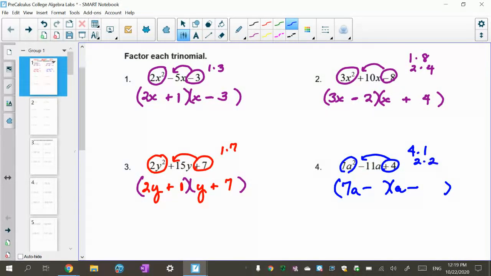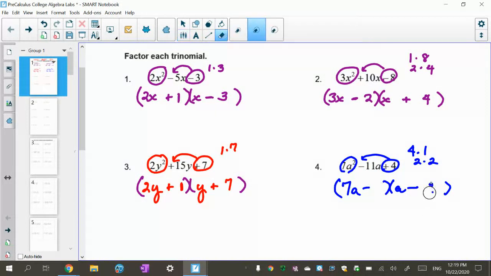So you have to kind of play around to see which ones are going to work. So I tried 2 and 2 at first, so watch. When I did that, I got a negative 14 and a negative 2. That's negative 16. That's not a negative 11. Oh, that's not going to work. And when I switch it, I'm going to get the same thing. So the 2 and 2, I really couldn't use.